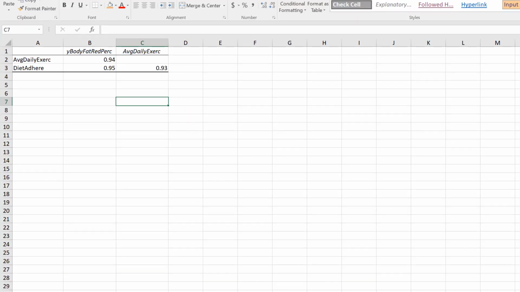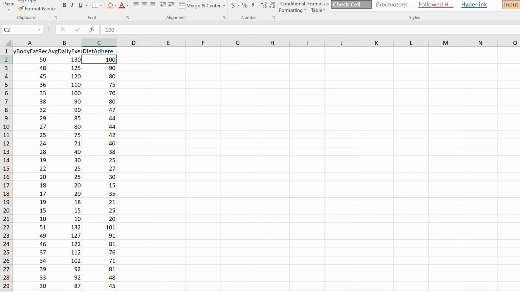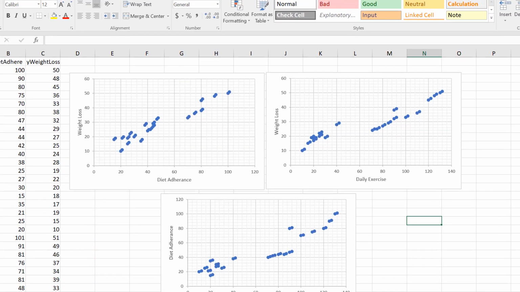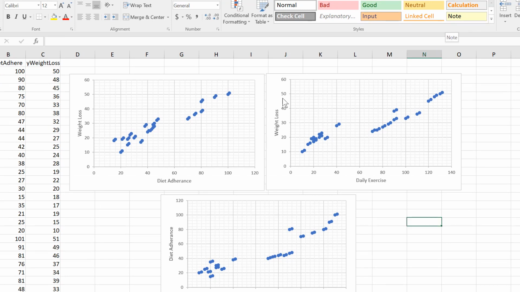I have created a set of data about how much percent body fat is lost for someone on a weight loss program. We have their average daily exercise, and we have how well they stick to the diet. You can see that these people have lost certain numbers of pounds, how much they exercise in minutes a day, and how well they're sticking to the diet. Here I have plotted the three variables so we can see how they relate to one another. Here we have how well you stick to your diet and how much people lose weight.